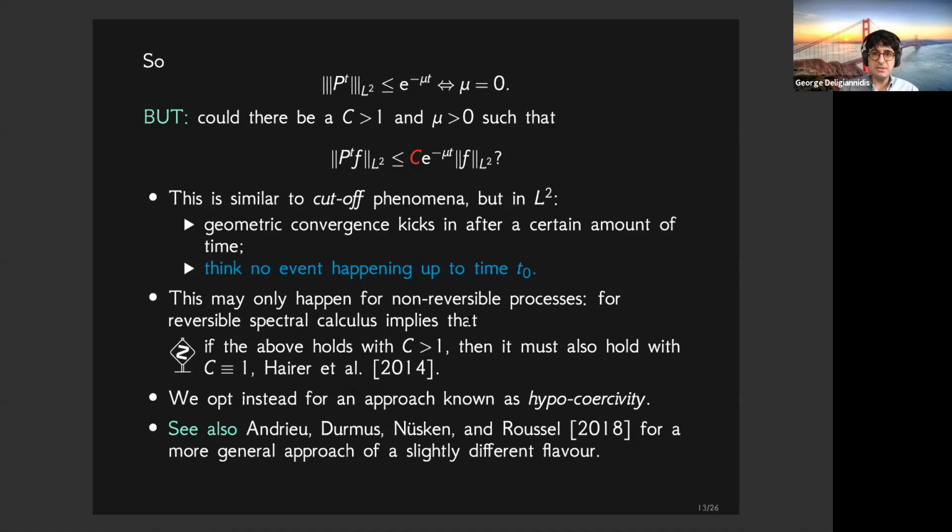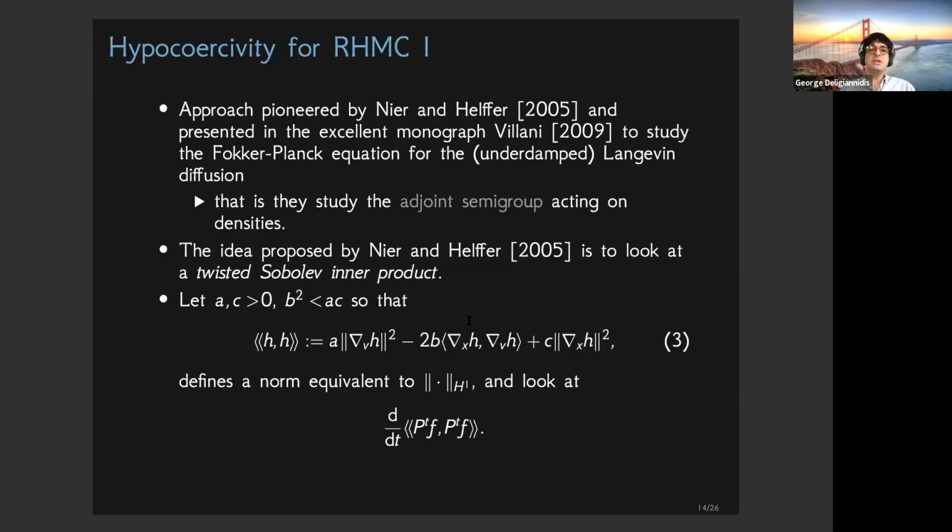So let's go into a bit more detail. Essentially, the idea goes back to a paper by Nier and Helffer, which studied the Fokker-Planck equation for the underdamped Langevin diffusion. So they're looking at the adjoint semigroup acting on densities. And the idea there is to look at a twisted Sobolev inner product. I'll explain in a moment why we have to take this twisted inner product.